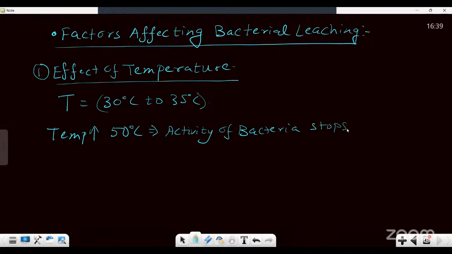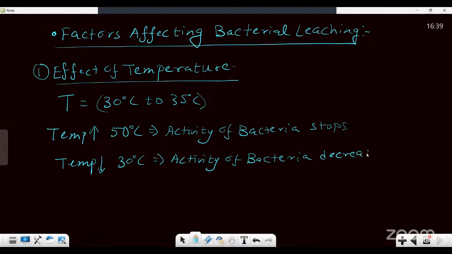And also, when the temperature is below 30 degrees Celsius, then also the activity decreases. It will not stop eventually, but it will decrease. So rate of reaction will decrease, right? And if the temperature is above 70 degrees Celsius, the bacteria will die.